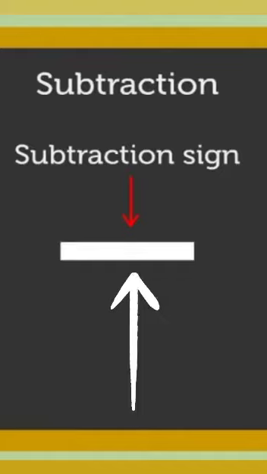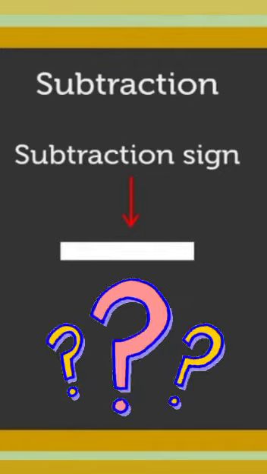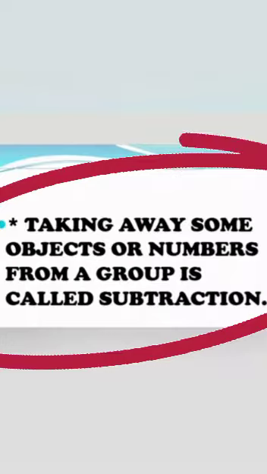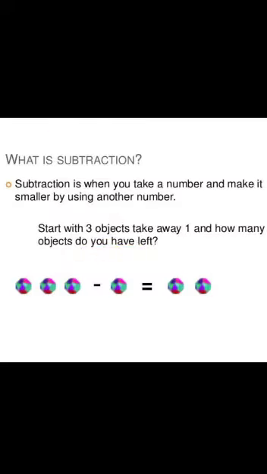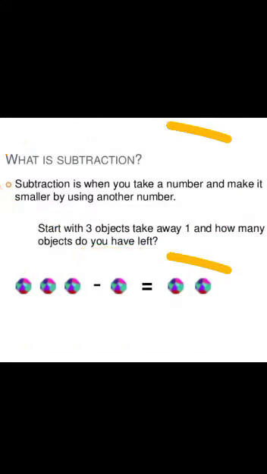This is the symbol of subtraction. Do you know what is subtraction? Taking away some objects or numbers from a group is called subtraction. Or we can say subtraction is when you take a number and make it smaller by using another number.